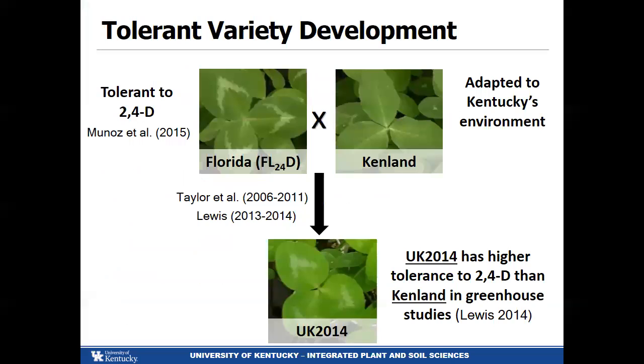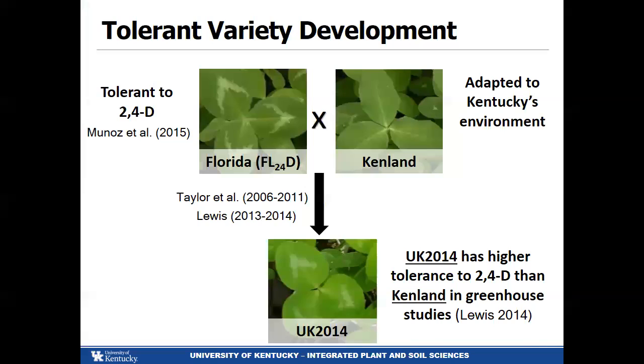Thinking of that, an effort to develop a 2,4-D tolerant line started at UK in the late 90s by Dr. Norman Taylor. 2,4-D is one of the most common herbicides utilized in pastures. With that idea, UK 2014 is now under development here. This line comes from the crossing of a Florida line with Kenland. This Florida line was just recently released.